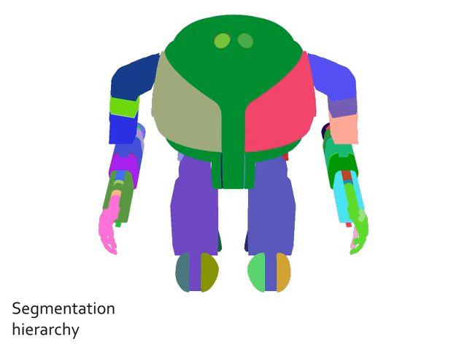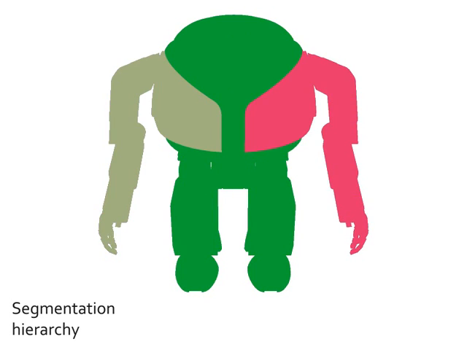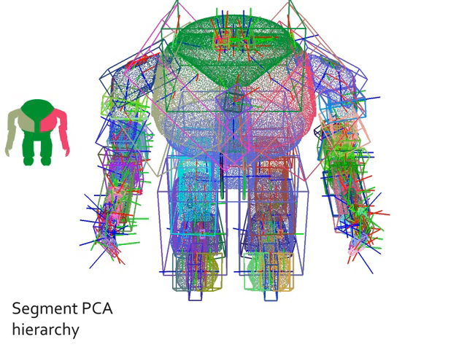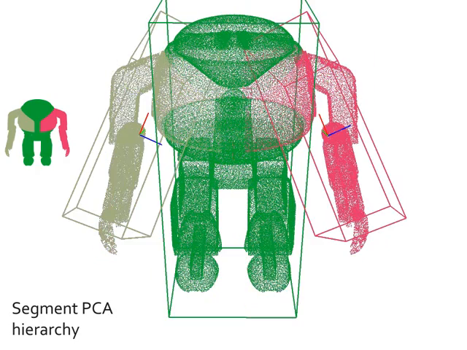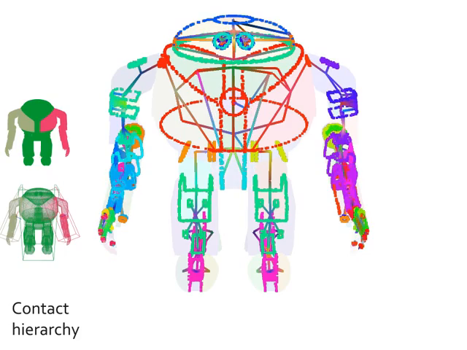During shape analysis, a segmentation hierarchy is generated. The resulting hierarchy contains many details in fine levels and less details in coarse levels.